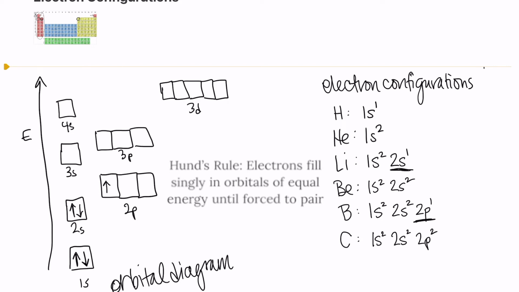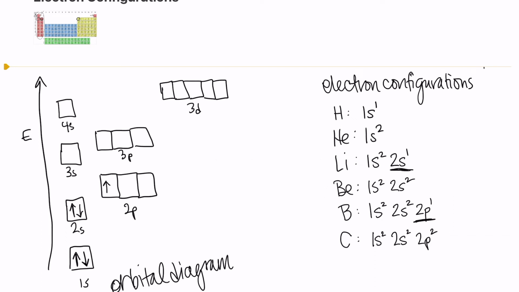And this rule says that electrons are going to fill singly in orbitals of equal energy until they're forced to pair. So I've got one electron there. I'm going to put my next electron in its own orbital. It's filling singly, not paired, until it doesn't have any choices. The reason is if they're paired, there is some electron-electron repulsion. There's an energetic cost to that.